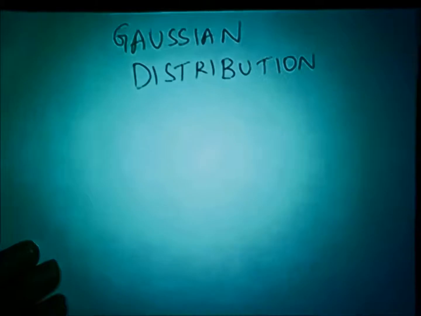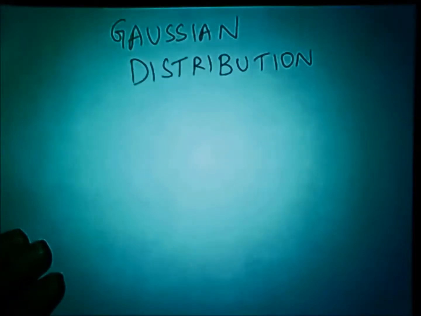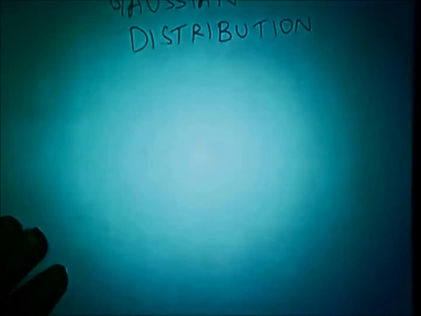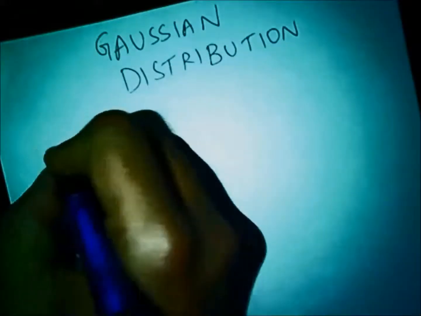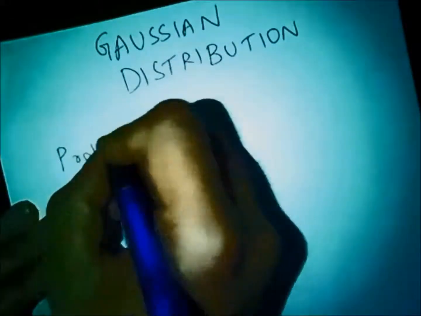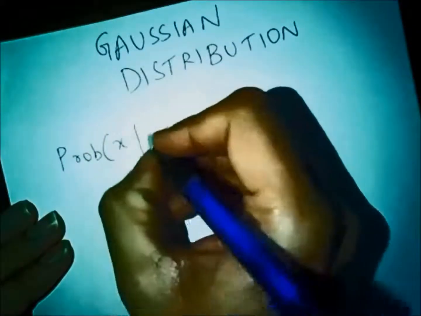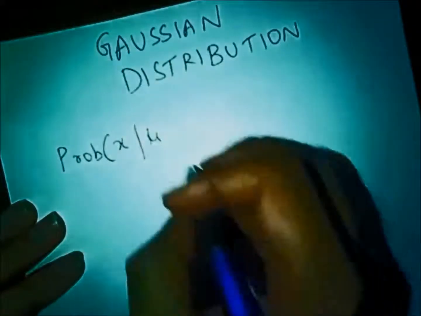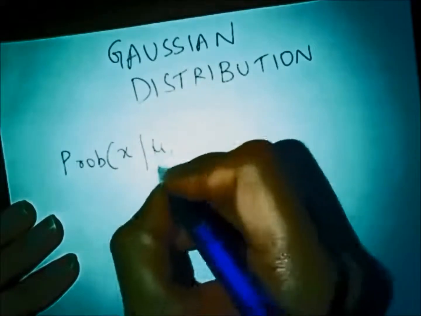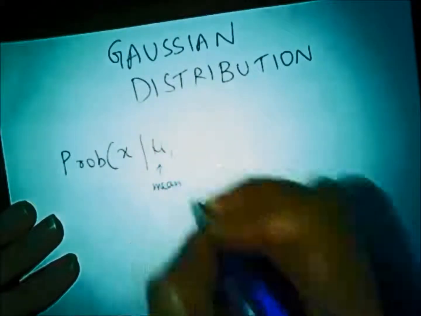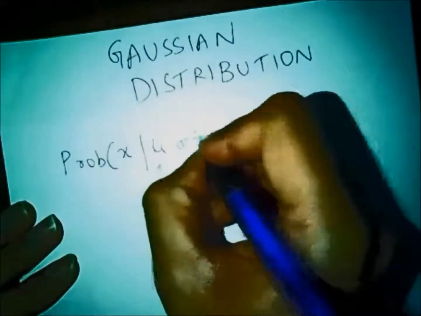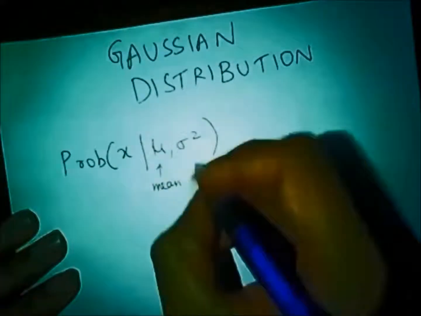So earlier we saw a Bernoulli trial, which is a discrete probability distribution, and now we are going to look at a continuous probability distribution, which is probability of x. We are going to have two parameters here, a mean mu and a variance sigma square.